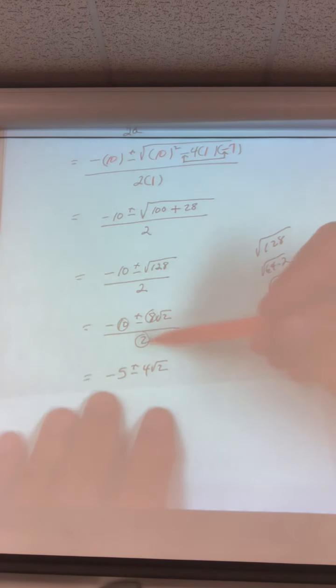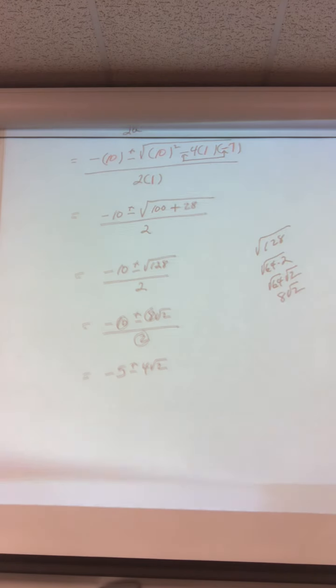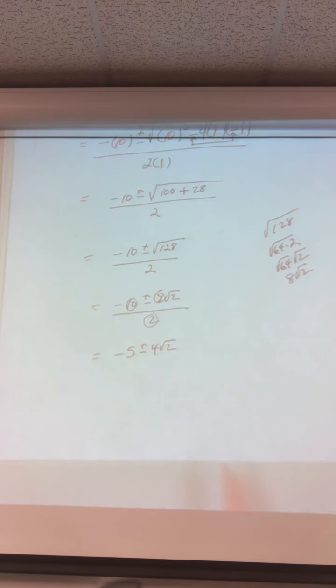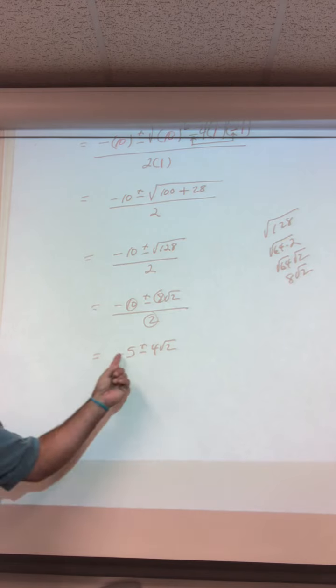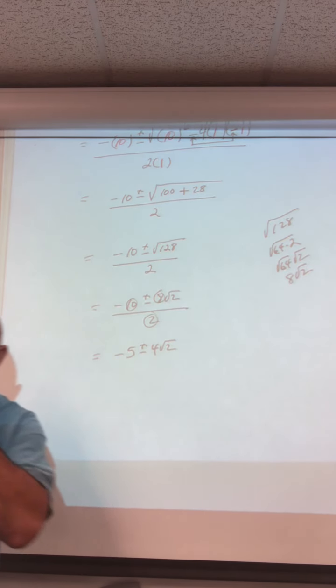Now, you have to be able to divide into all 3 or it won't reduce. For instance, if this had been a 7, there's nothing that goes into 2, 10, and 7, so it would not be reducible. But since it's an 8, it can be reduced. And you can break this up into 2 parts and write it -5 plus 4 square root of 2, -5 minus 4 square root of 2, but that doesn't add or subtract together. It won't go any farther.